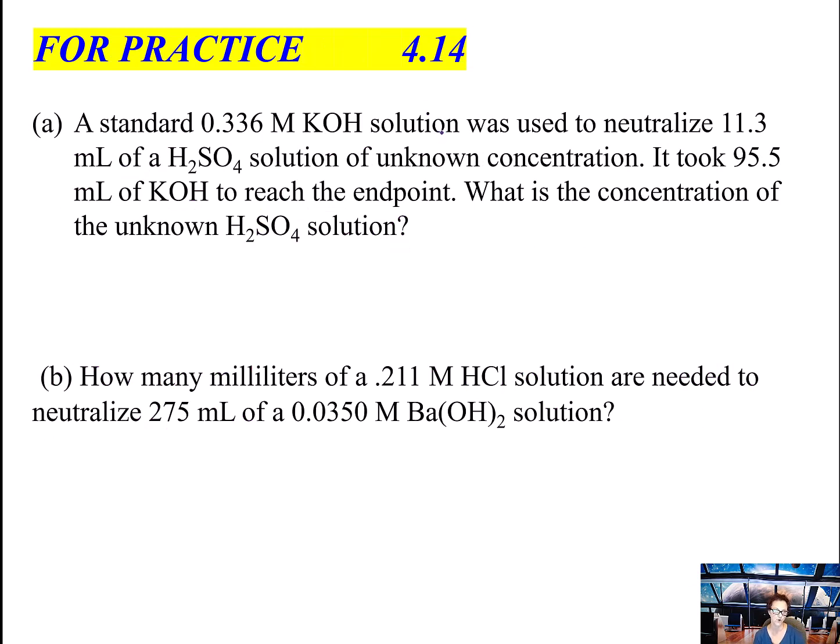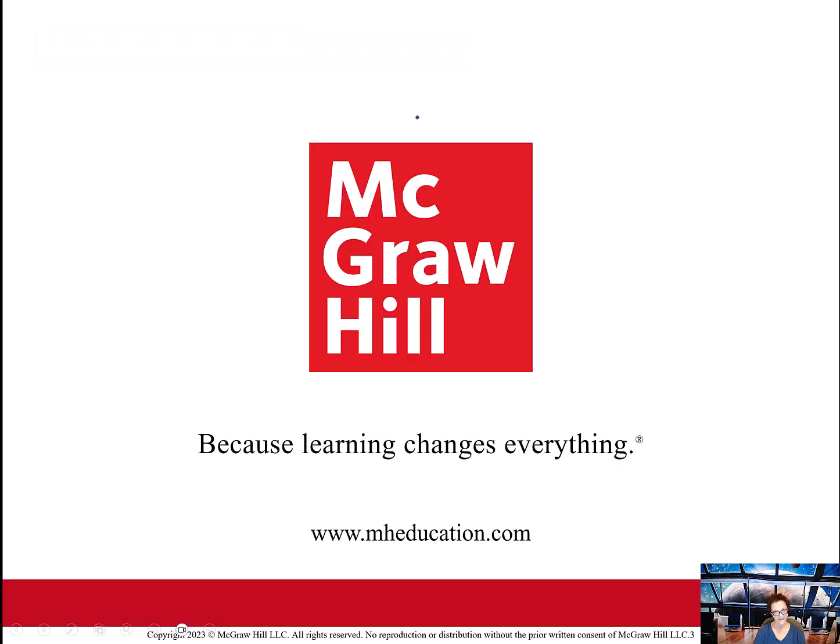Here is yours. There's a standard KOH solution with sulfuric acid, and then in the bottom one it's got barium hydroxide. Notice it's got 2 hydroxides and 1 H in the HCl. And that concludes chapter 4, our aqueous solutions.